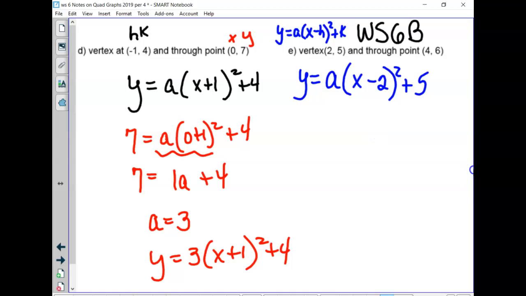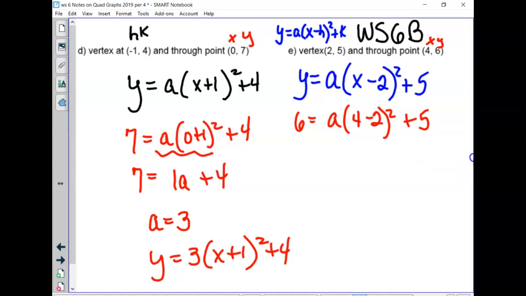You can do this all year long and all kinds of different polynomial functions, trig functions, conic sections. We're going to put in this other point that we know in as an x and a y and solve for a. So we will have 6 equals a times (4 minus 2) quantity squared plus 5.